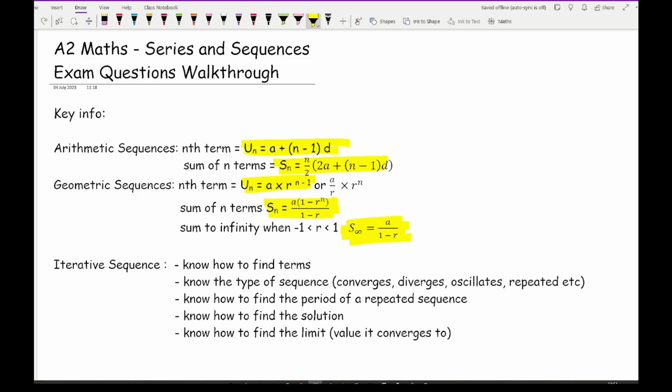And you also need to know how to find the solution when it converges to a particular value, and you also need to know how to find the limit that it converges to. So the solution and the limit tend to be the same thing. However, when it comes to the limit, it's a case of finding out what the sum to infinity is going to be for that. So when n tends towards infinity, what will the actual term become?